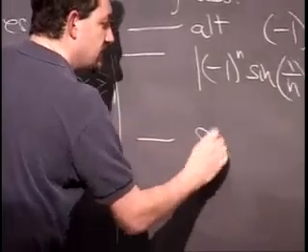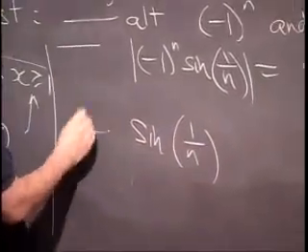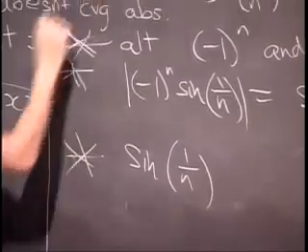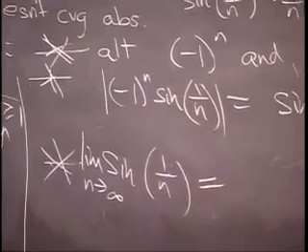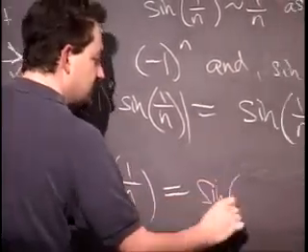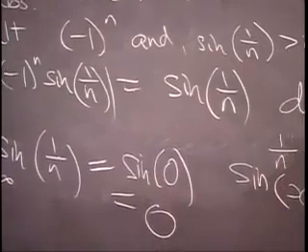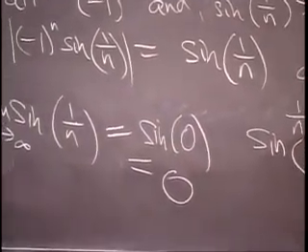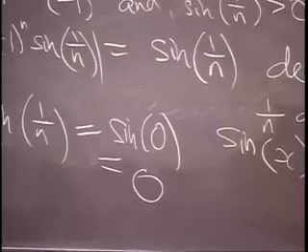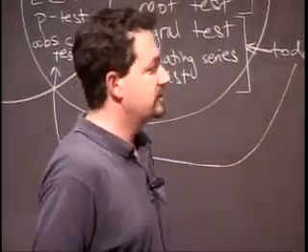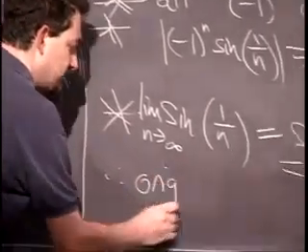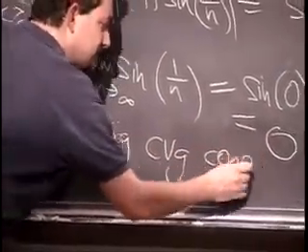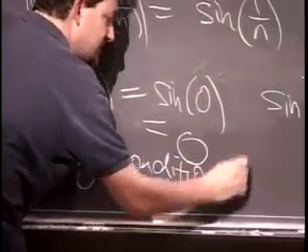Finally, sine 1 over n, we just take the limit. These should be stars instead of dashes. Limit of sine 1 over n. Well, 1 over n goes to 0. Sine is continuous. So, since 1 over n goes to 0, sine 1 over n goes to sine 0, which is 0. So, that's what we want. All three conditions are satisfied. Therefore, the original series converges conditionally, since it does not converge absolutely.